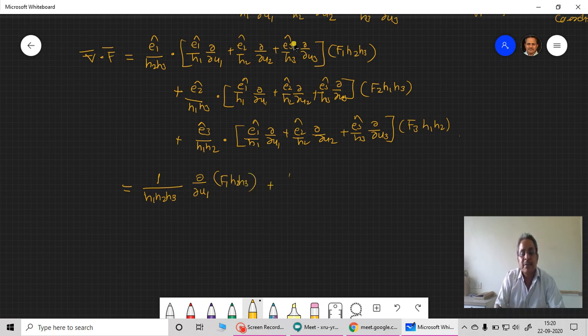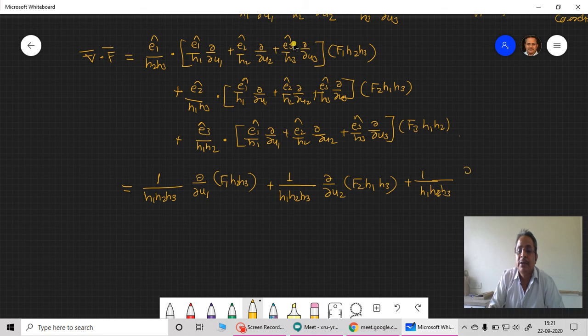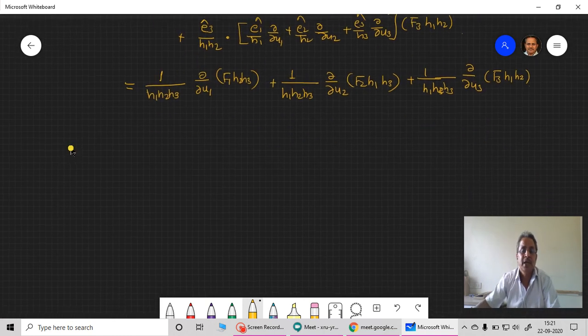Next is exactly similar: 1 upon H1 H2 H3 into ∂/∂U2 of the bracket, F2 into H1 H3. And the last one is 1 upon, the product of this and this will again be 1 upon H1 H2 H3, the scale factors, and the differential with respect to the third coordinate U3 of F3 H1 H2. Okay, and this is our derivation.